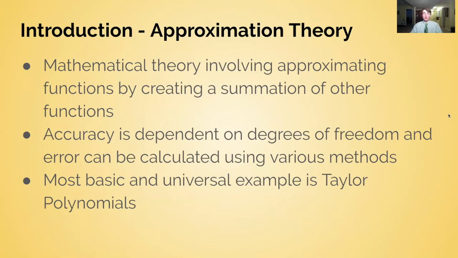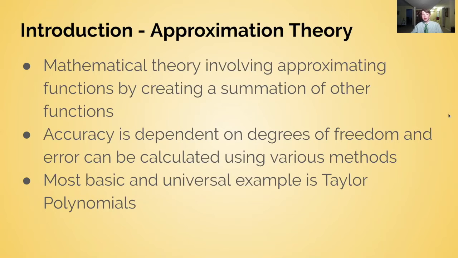So to start off, my project deals with something called approximation theory, and this is essentially complex mathematical theory that involves approximating complicated functions, typically done by creating a summation of other functions that approximates the data sets of the original functions. So accuracy is typically dependent on degrees of freedom or the range that we're looking at. And so obviously when approximating the function, we want to have the lowest amount of error possible and the highest amount of accuracy. So maximizing your degrees of freedom and range can be beneficial in approximation theory.